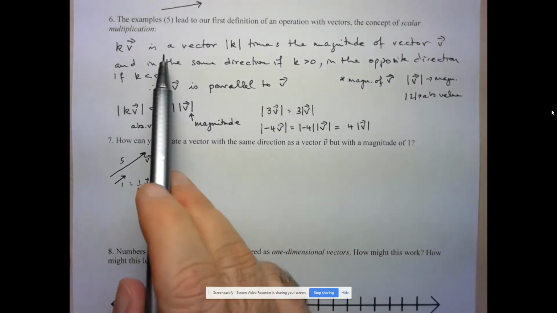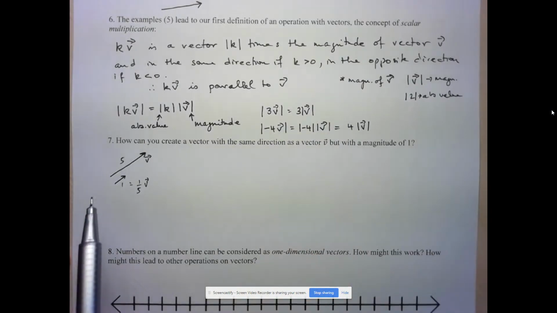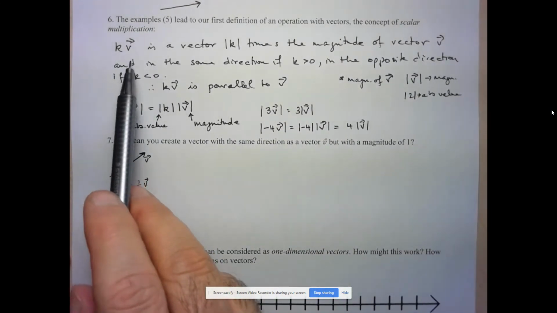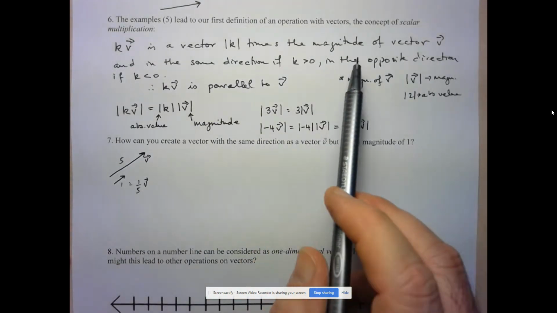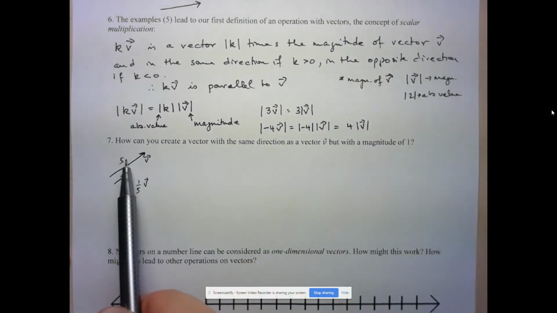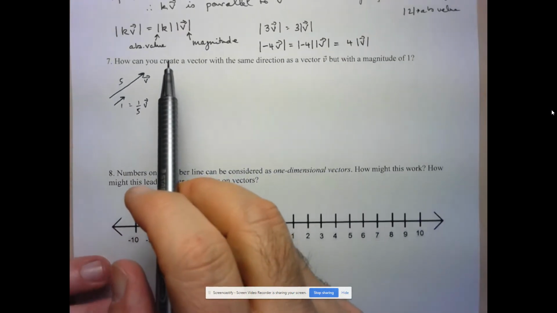Remember how we defined scalar multiplication. It has a magnitude of the absolute value of k times the magnitude of the vector, so in this case 1/5 times the magnitude of vector v, which in this case is 5. 1/5 of 5 is 1.